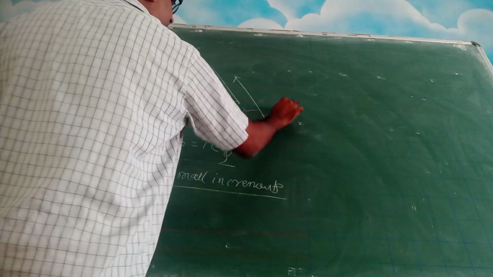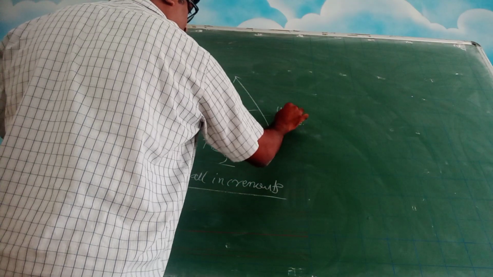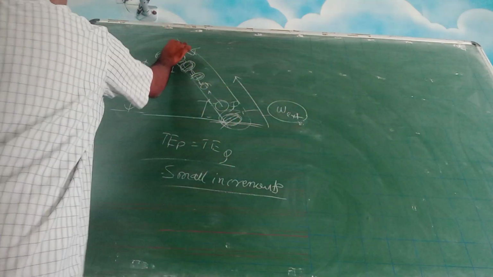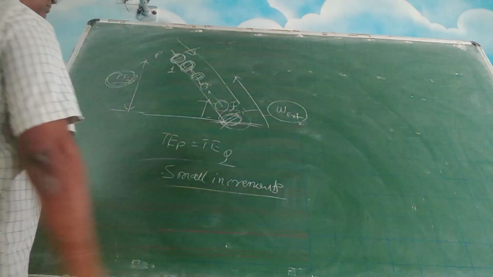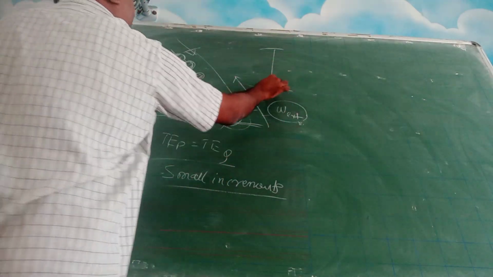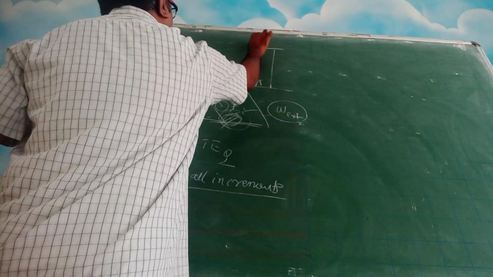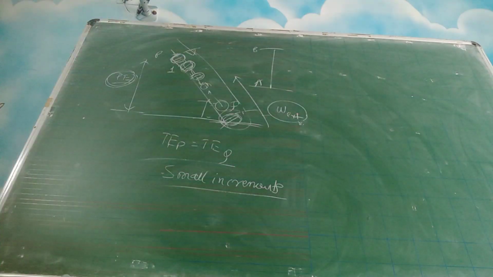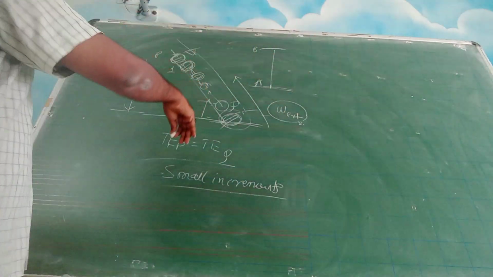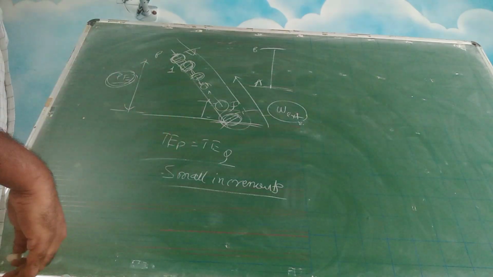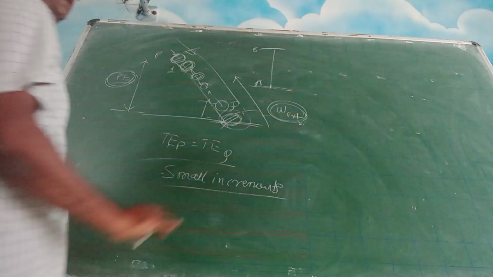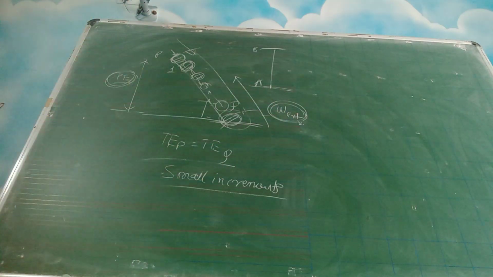So can I call this external work here? I am doing this external work to pick this block from this point to this point. Now imagine this as a vertical. So I am doing some external work from this point to this point, isn't it? And I am slowly pushing this block from here to here. While doing this, I am working against the gravity. But the block is not experiencing any acceleration, as explained here.